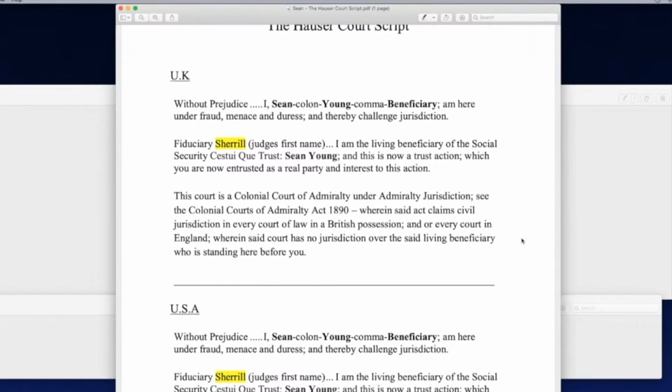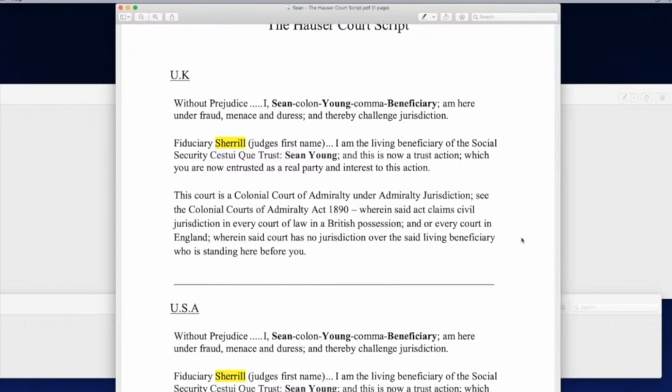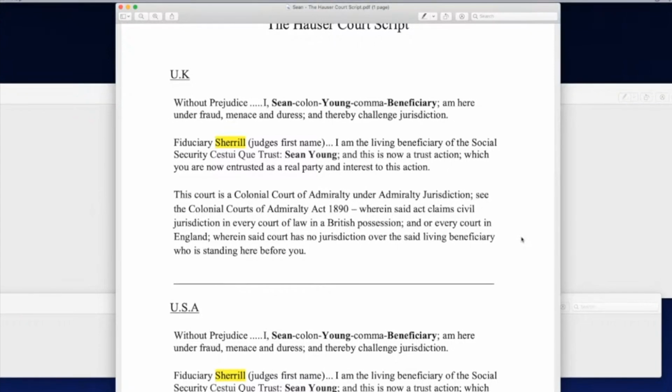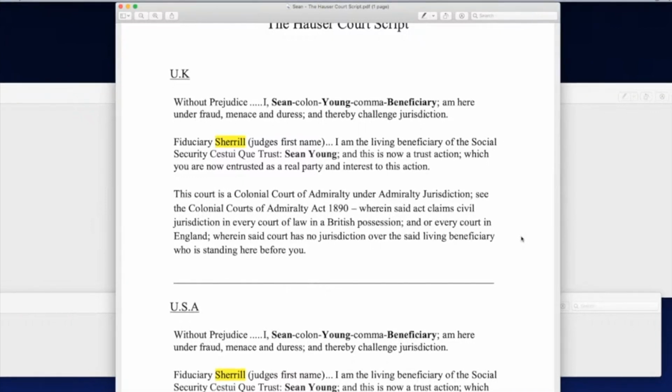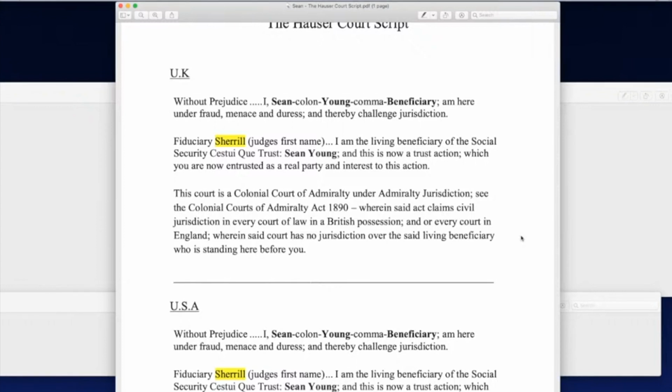Without prejudice, I, Sean, and then a colon, which you'd put Young, comma, beneficiary. I'm here under fraud, menace, and duress, and thereby challenge jurisdiction. Fiduciary Cheryl, which is the judge, and then the judge's first name. Okay, because he is now a fiduciary because you've presented yourself as beneficiary. I am the living beneficiary of the Social Security SESCV Trust, Sean Young, and this is now a trust action, in which you are now entrusted as a real party in interest to this action.